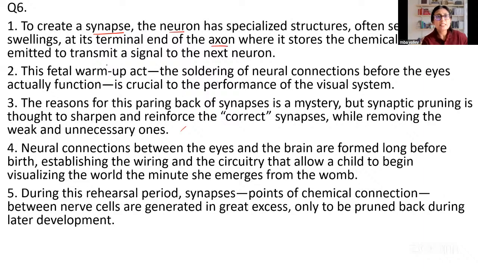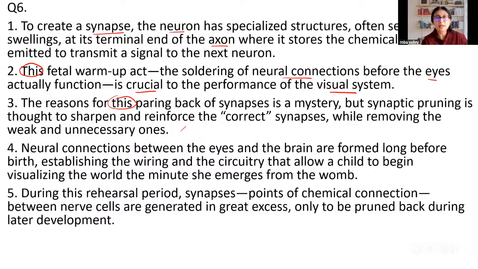It says "this fetal warm-up act." Okay, what is this? We have to find out ahead. This fetal warm-up act, the soldering of neural connections before the eyes actually function, is crucial for the performance of the visual system. Okay, it is using the word crucial. It is talking about the visual system, the eyes, neural connections. Fabulous. The reasons for this pairing, which pairing, we will have to find out.